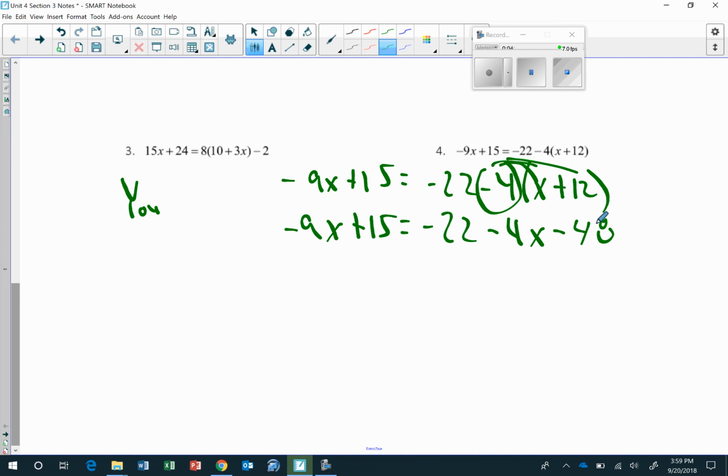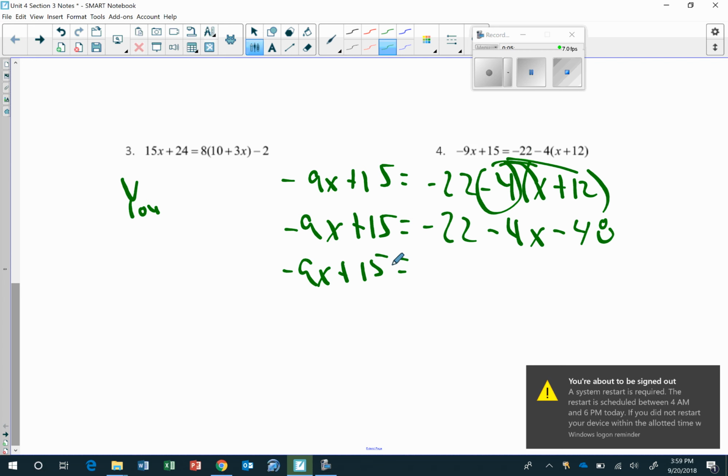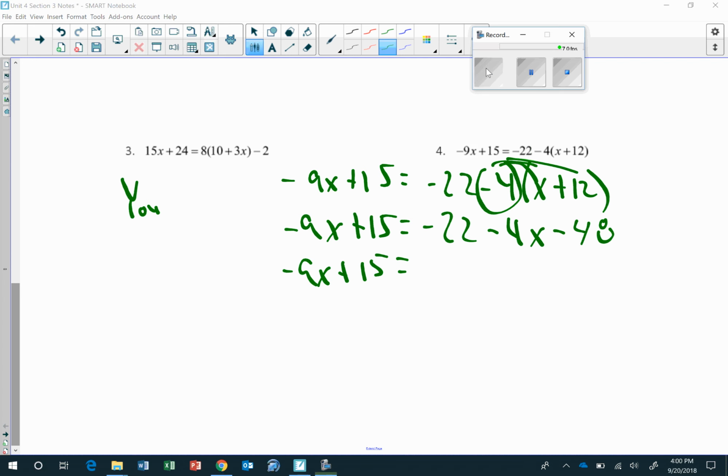Now, I'm not quite in a spot where I can worry about my variables because if you look on the right side, I have like terms. So I'll have negative 4x, and I'll put negative 2 and negative 48 together, and that will give me negative 70. Now at this point, I can worry about moving x's over.